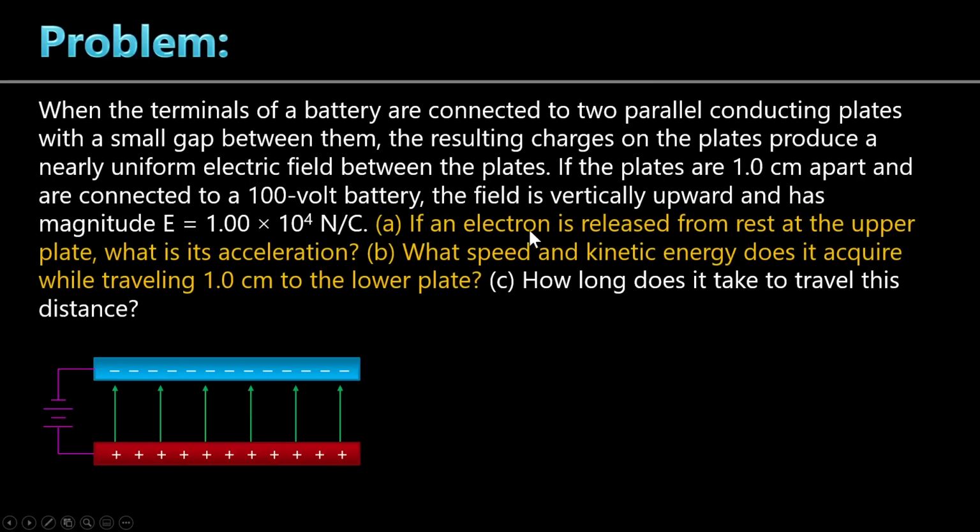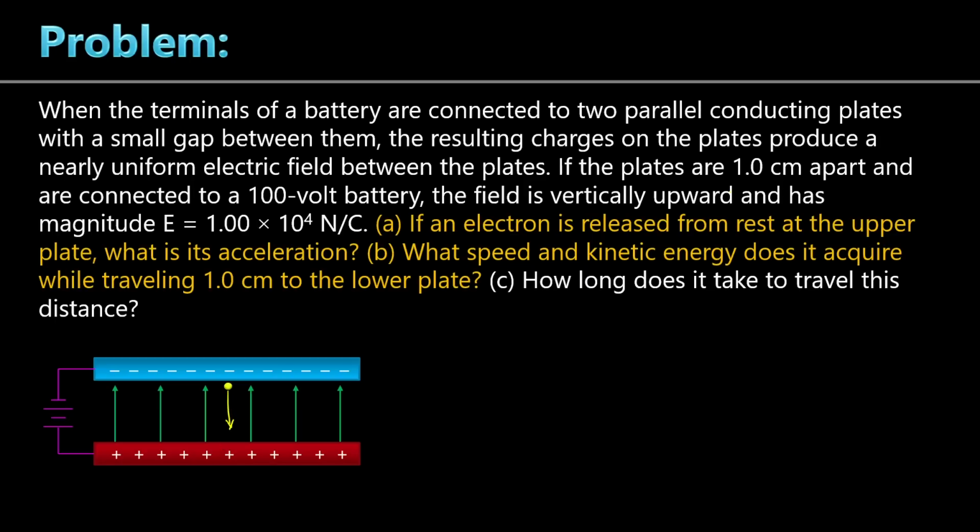Next, if an electron is released from rest at the upper plate, ayan, meron daw tayong electron na manggagaling sa upper plate. Ano daw ang kanyang acceleration? Halimbawa, ito yung electron. It is released from the upper plate. Yung electron na yan makakaramdam ng force due to the electric field. And that force is opposite the direction of the field. Kaya, yung force na mararamdaman niya ay pababa. So, mag-a-accelerate sa downwards. Diba?